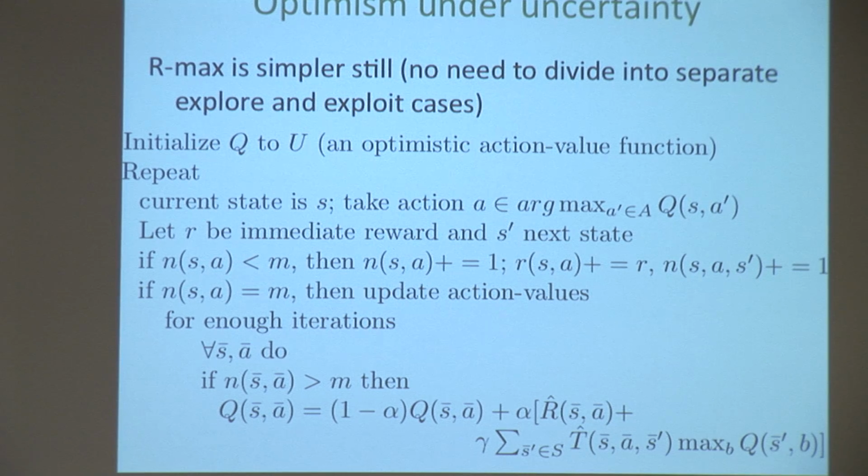You just keep around, you start with an optimistic value function. You keep track of how often you visit every state action pair. Every time you visited a state action pair M times, M is large enough. M is a function of epsilon and delta, right? The smaller epsilon is, the larger M will be. The smaller delta is, the larger M will be, because the less error you can afford in the model.